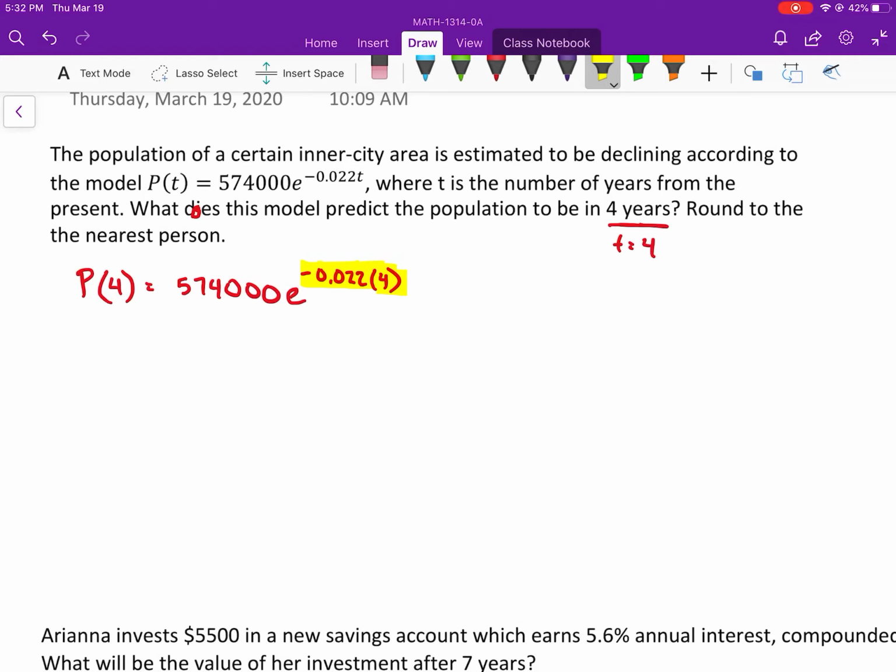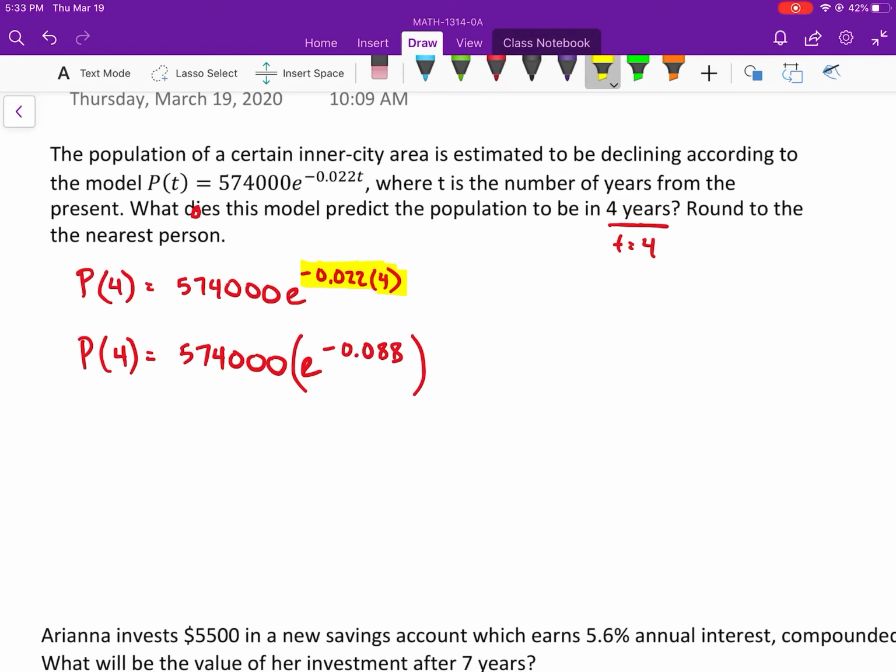Alright, so negative 0.022 times 4. So P of 4 is going to equal 574,000 times e to the negative 0.088 power. Now, the most common mistake here is that students want to do 574,000 times e, but these are actually two different statements. So you actually have to take e to that power first, then multiply that answer times 574,000.